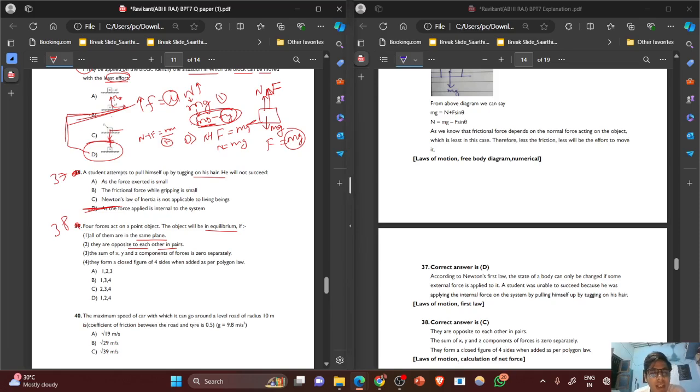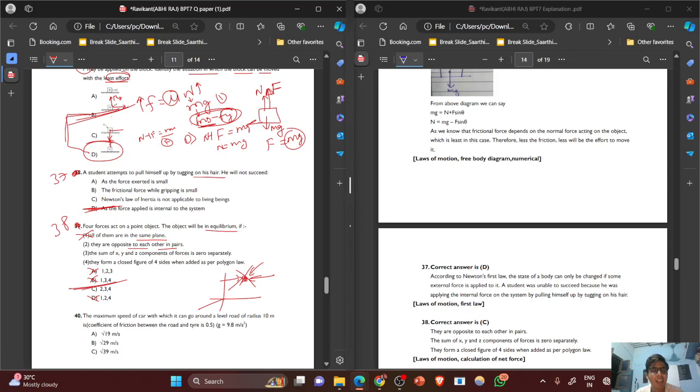All of them are in the same plane. Let's suppose there is a point in a 3D plane. One force is acting in the z direction, another in the minus z direction, some in this direction, some in this, because all the forces are not in one plane. So the first option can't be correct. This is wrong, this is wrong, this is wrong.